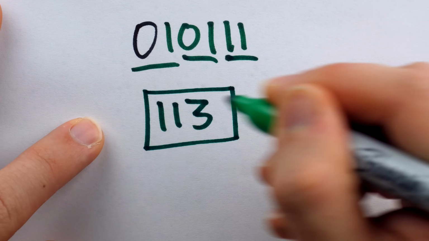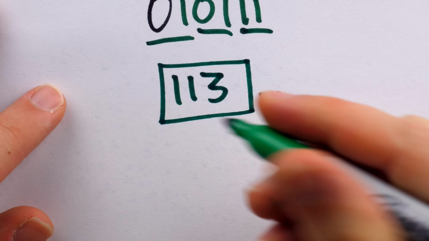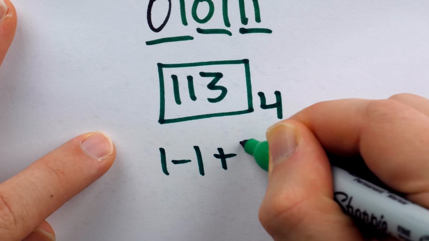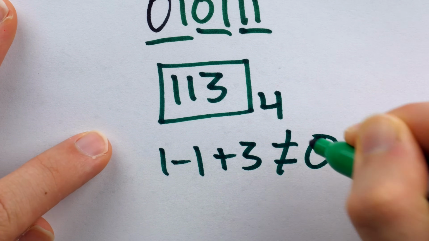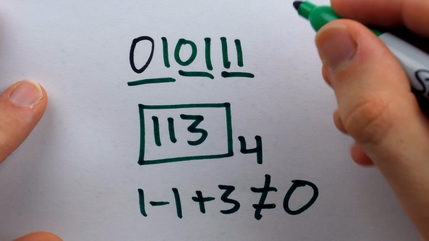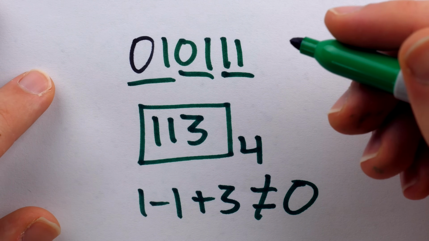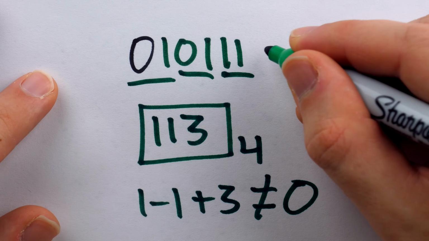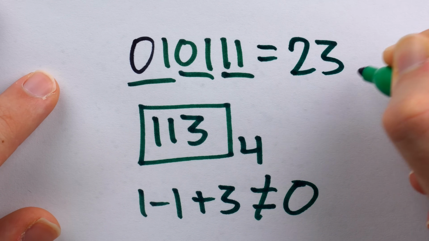So this is base 4, then I calculate the alternating sum of the digits, 1 minus 1 plus 3. This, of course, is not equal to 0, and so this number in binary is not divisible by 5. It happens to be equal to 23 base 10.